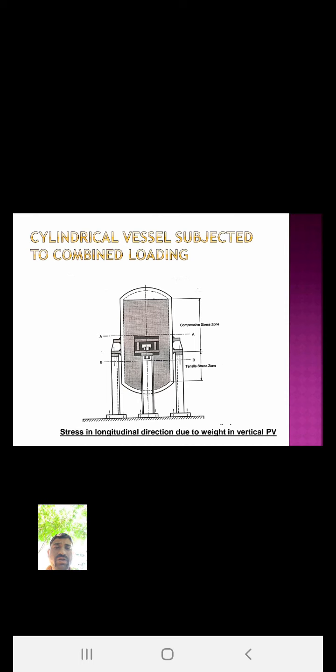W is the weight of the vessel shell and attachments of the section below the section BB plus the weight of the fluid. Remember both things: above the section AA and below the section, you will get the weight of the vessel shell and attachments, and there we add the total weight of the fluid.